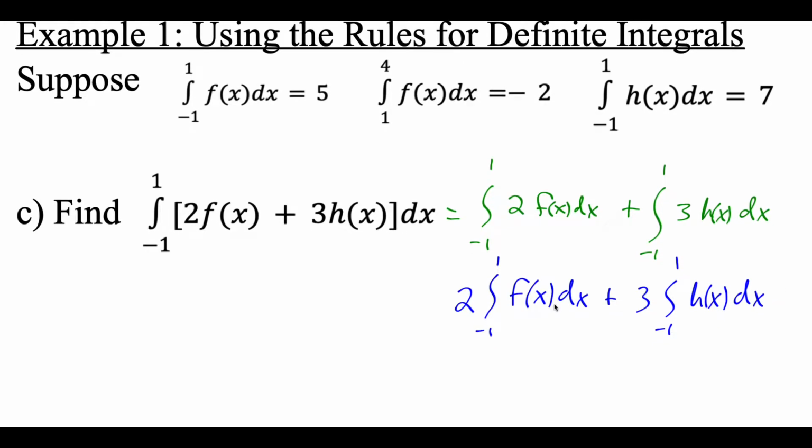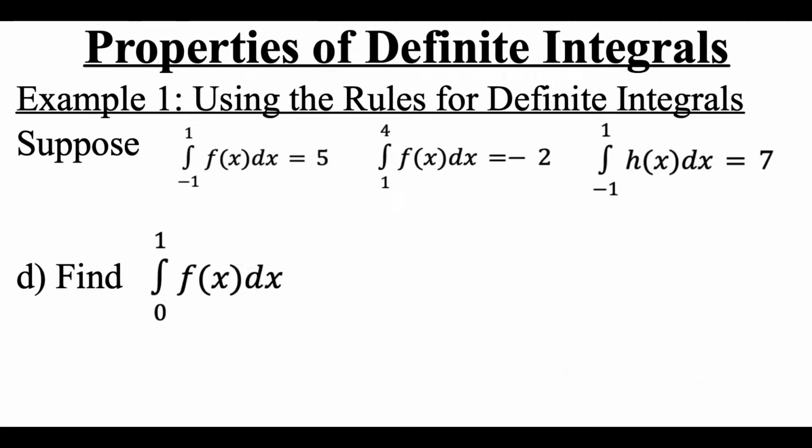So this f of x dx going from -1 to 1, we know that that value is 5, but I need to multiply that by the 2 in front. And this integral of h of x going from -1 to 1, we know that that value is 7, but I need to multiply by that constant multiple of 3. Well, 2 times 5 is 10. 3 times 7 is 21. Add those together and we get a final answer of 31.